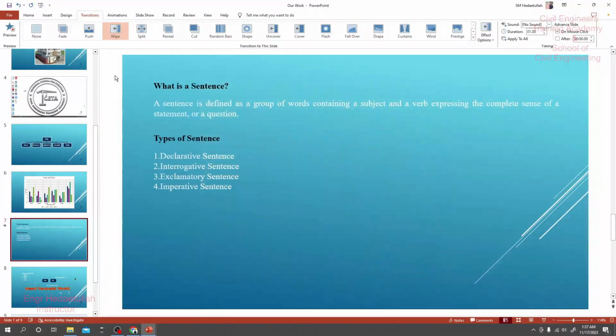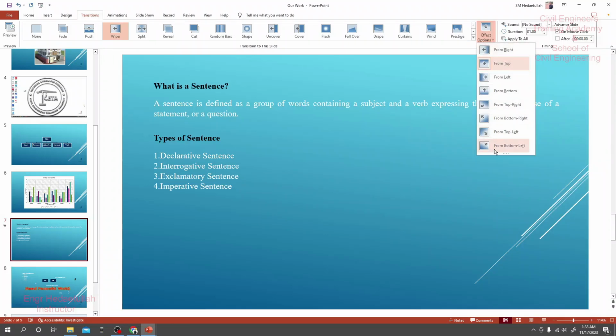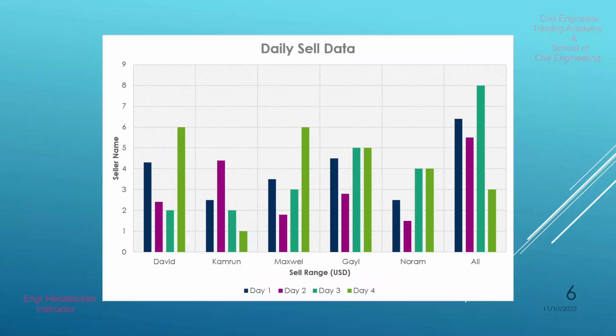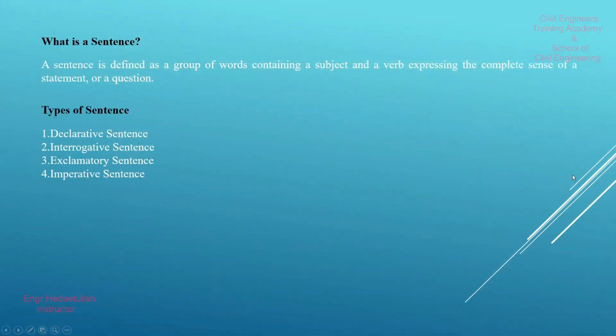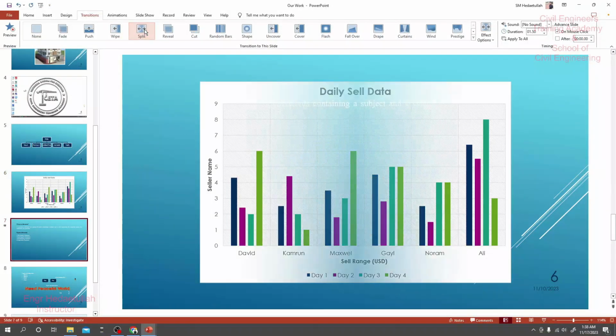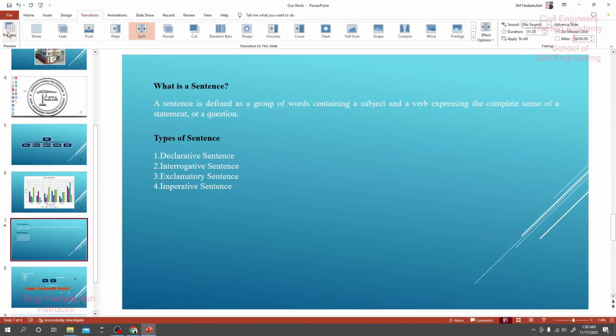Then if we go for wipe, just see, if we click here, from which side it will wipe actually. If I click here from top and from bottom left corner, they have many options actually. If you go for presentation view and enter, just see from the bottom of left, it's moving to the right top corner. Okay, then split. So how it will show, just see, it will split the presentation from the middle.